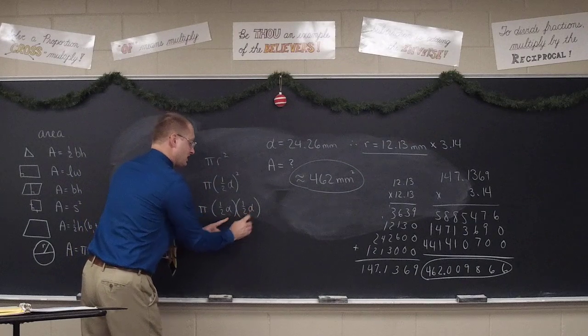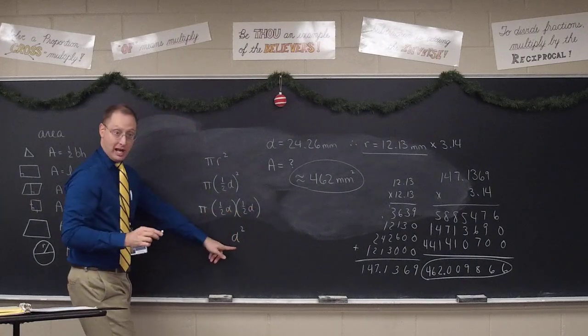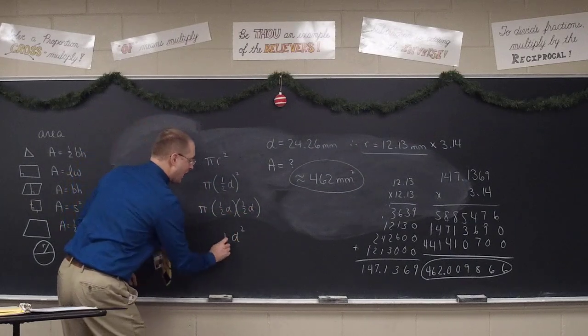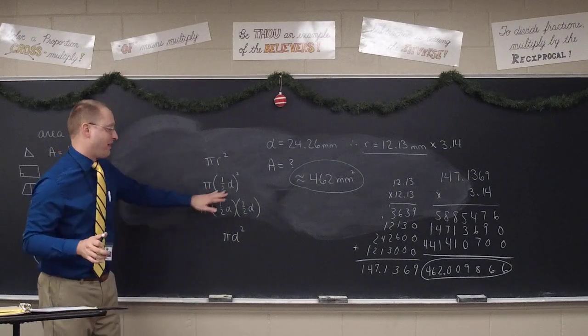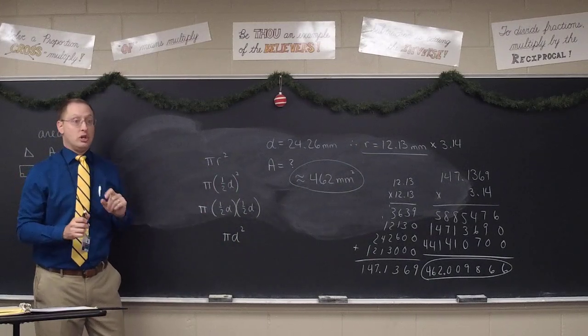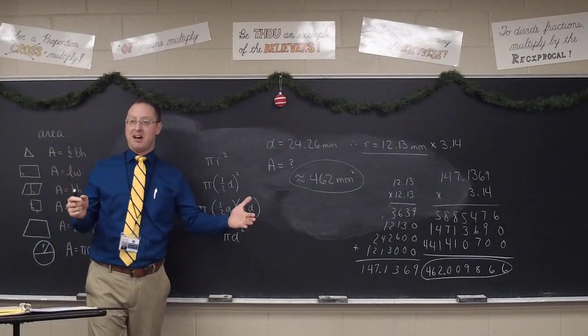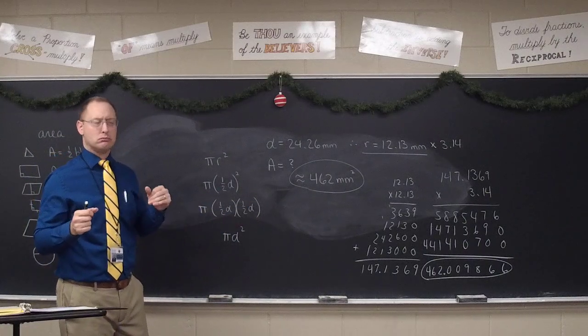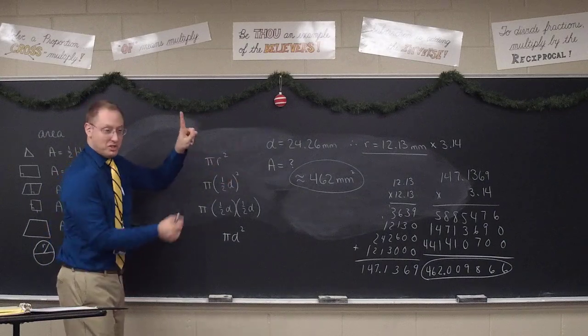The d times the d is d squared, correct? And you see the pi. And you say, Mr. Esky, you haven't done anything about the half and the half. You're right. What is a half times a half, class? A whole. No, that's a half plus a half. What about a half times a half? 1/4. 1 times 1 is 1, 2 times 2 is 4.